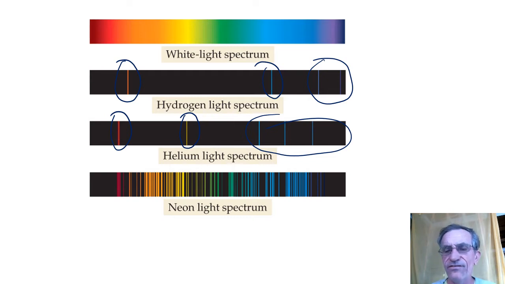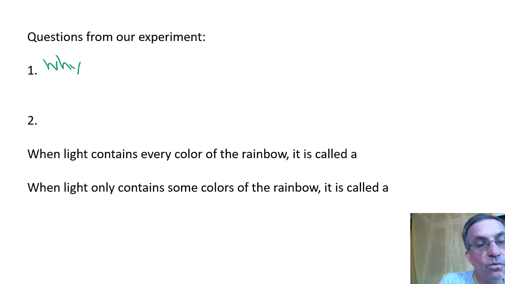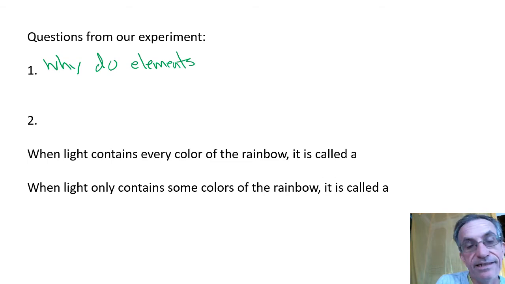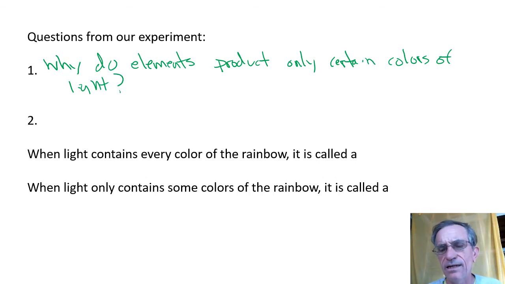So let me write a few notes about this. All right, so first off, the questions that I am curious about is, first off, why is it, let me switch colors here. Why do elements, when you run electricity through them, or heat actually, produce, we'll say, only certain colors of light? Like red and blue, maybe, like we saw for hydrogen, wasn't it?